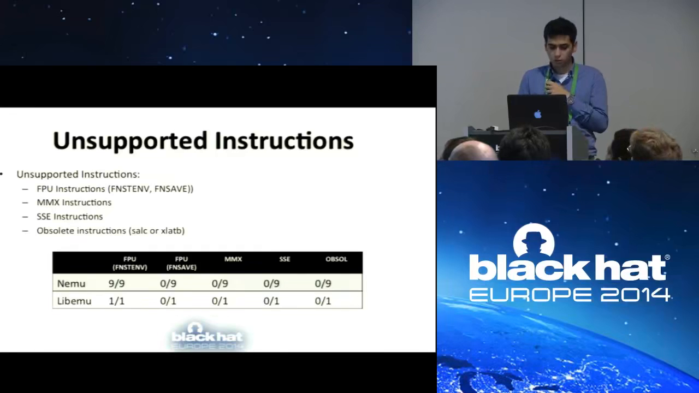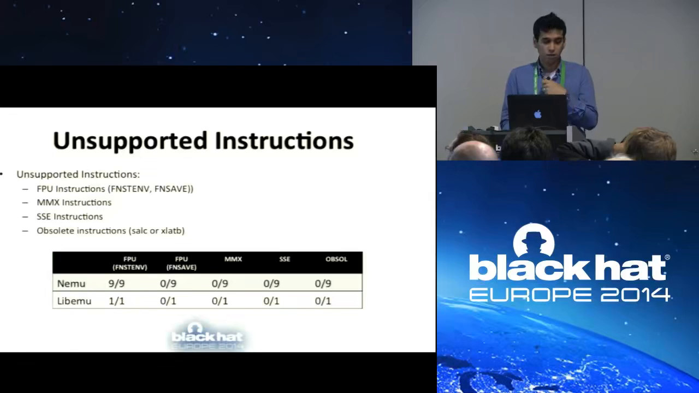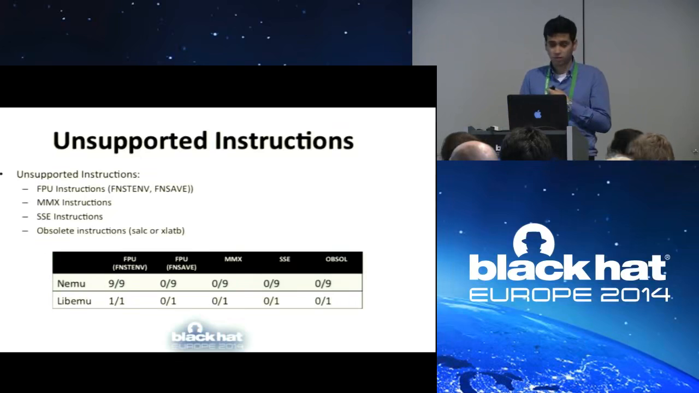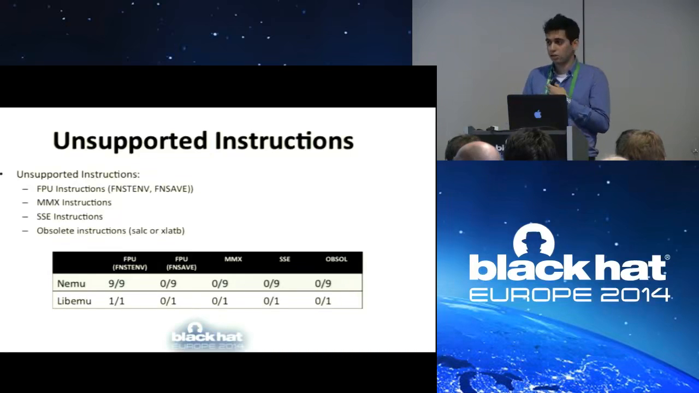shellcode. So we used four types of instructions, not just the normal ones, but FPU instructions, two types of them, FNSTENV and FNSAVE, and MMX instructions, SSE instructions, and some undocumented instructions, which are not officially documented. And as you can see in the result, except one FPU instruction, FNSTENV, the other instructions were not detected by any emulator, and as a result, they fail to detect our shellcode.